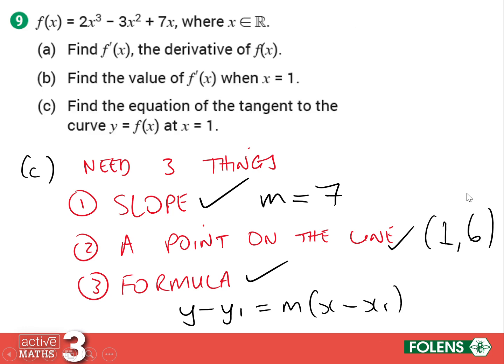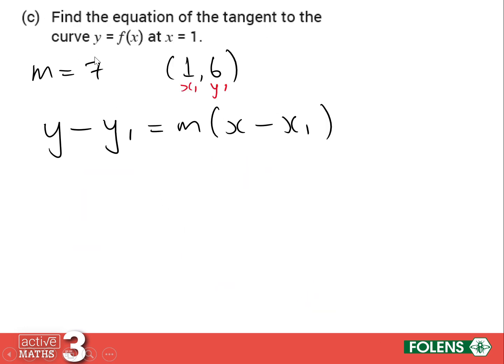And now we're back in the game here. We now have our coordinate. So we have the 3 things we need. We set it up here. Slope is 7. The point is 1, 6. We label it x1, y1. We throw down our formula. We set it up. We start filling in. y1 is 6. x1 is 1. And of course the slope, m, is 7.